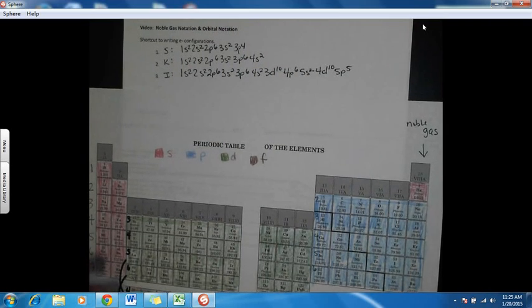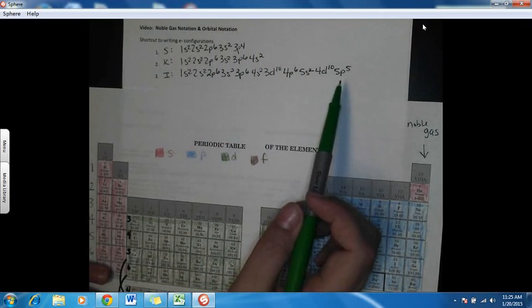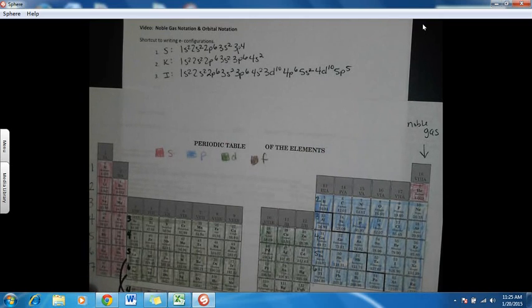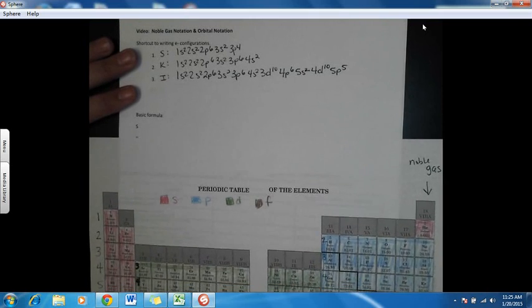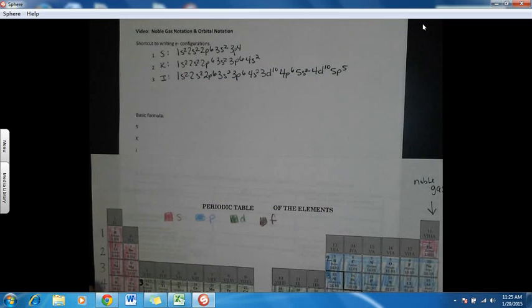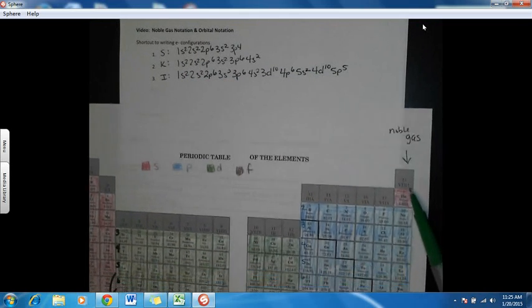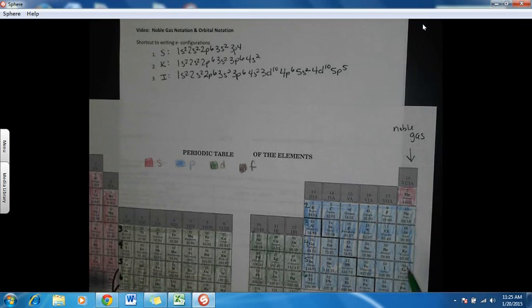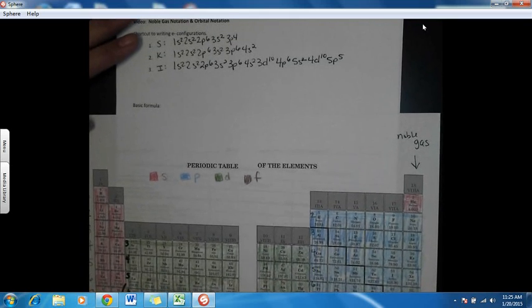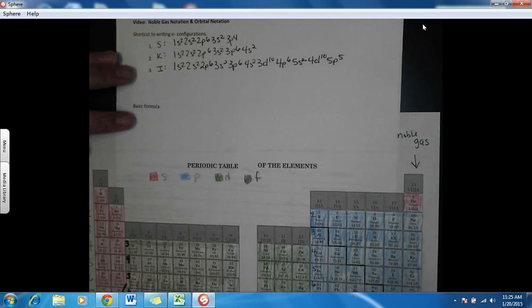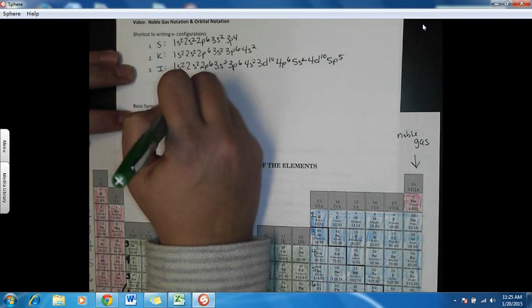Alright, so as you can see, they get progressively longer the further down the periodic table we get, and so they're going to become much, much longer. Right, so how do we write this noble gas notation? Well, we use our noble gases, and our noble gases are in the very last column over here. They're called our noble gases, or also known as inert gases, because they have full energy levels, so they do not react with other things. And so what we do is we look at the noble gas which came before it. So we find our preceding noble gas.